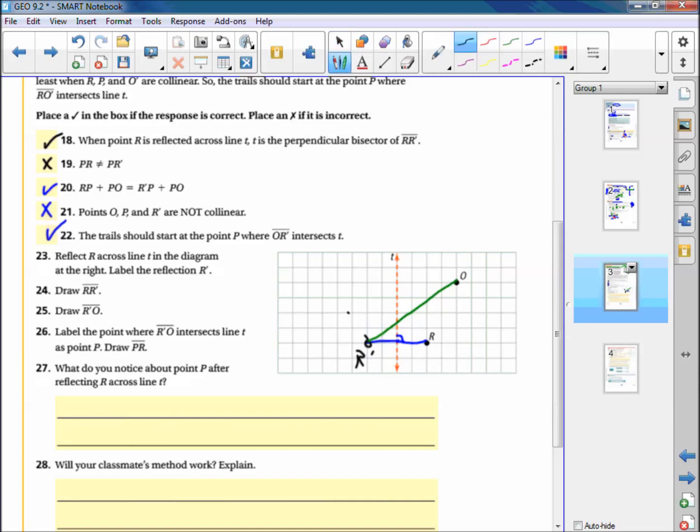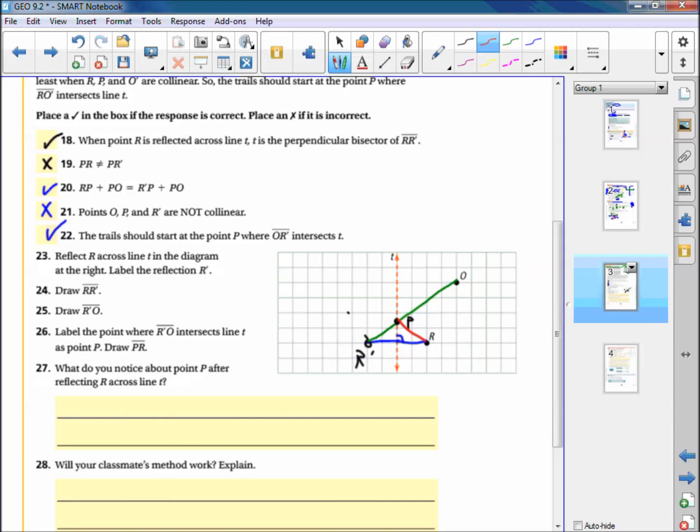So here's going to be point P right here. Okay. And then draw PR. Well, okay, we can do that. Here's PR. Okay. What do you notice about point P after reflecting R across line T?